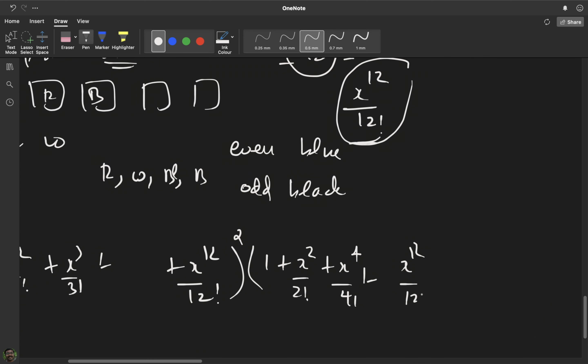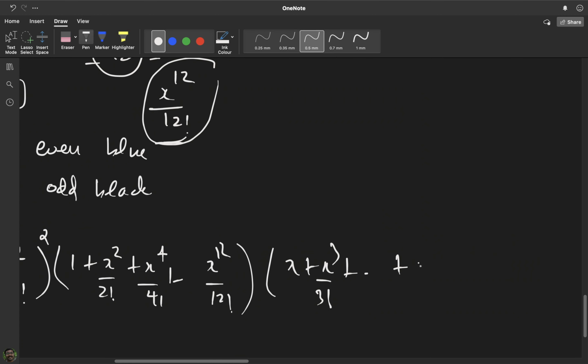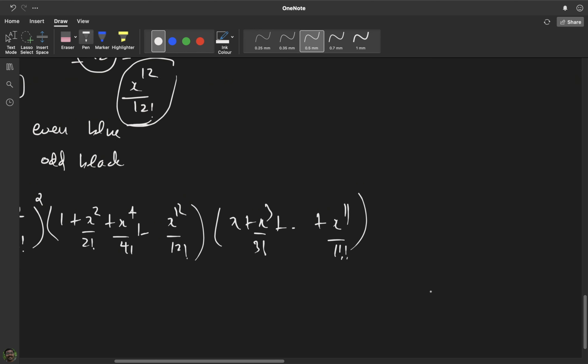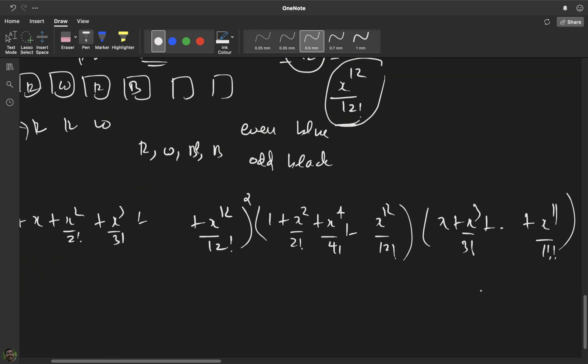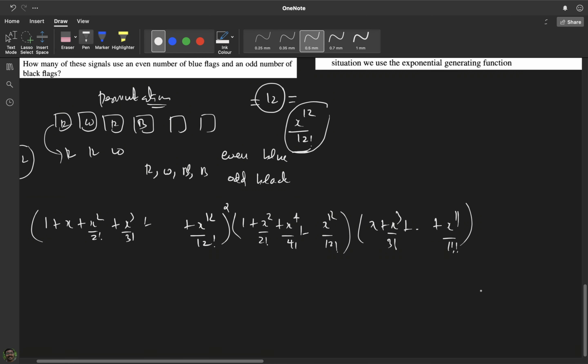In the case of black flags, you can have only an odd number, so it will be x plus x cube by 3 factorial plus etc., plus x raised to 11 by 11 factorial. I hope it is clear how to write this function. We write the factor corresponding to each flag. For red there is no restriction, from no red flag to 12 red flags. Similarly for white no restriction, for blue only an even number of flags, and for black only an odd number of flags.